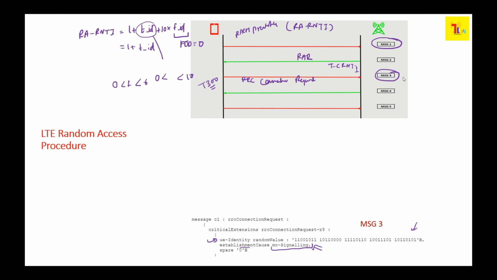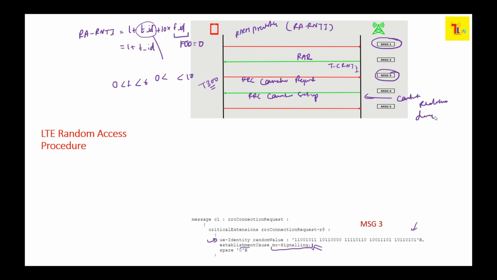Whenever we are talking about message 4, based on that, your eNodeB is going to send the RRC connection setup message, and here exactly contention resolution is done. What exactly is contention resolution?